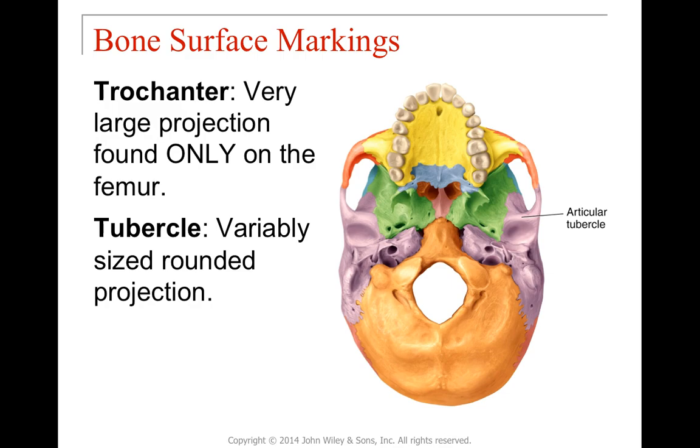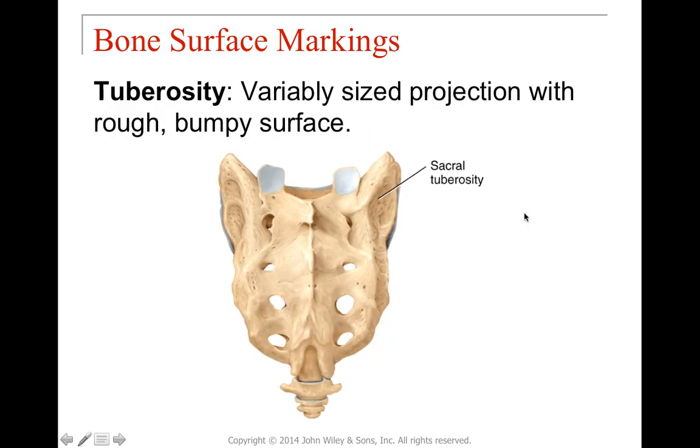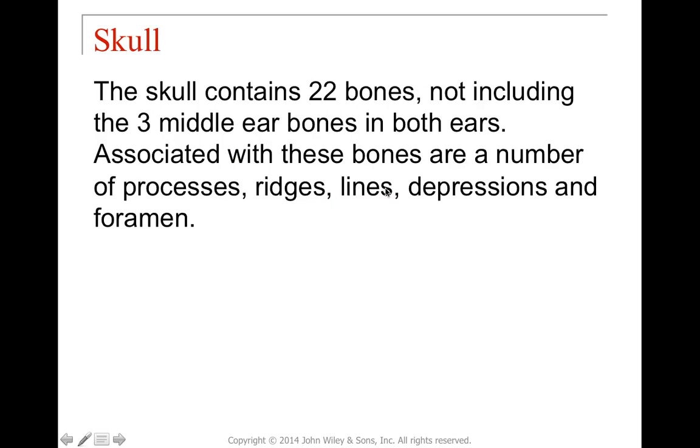And a tubercle is a rounded projection that can be a variable size. It looks kind of like this. Okay, so that's an articular tubercle. And don't worry, I know that you're getting a lot of jargon right now, but you'll be using this as we start to discuss which bones articulate where and how. So tuberosity is a projection that has a rough, bumpy surface. Here's a sacrum, and this is the sacral tuberosity. So it's going to be kind of a surface that's not as smooth as some other regions.